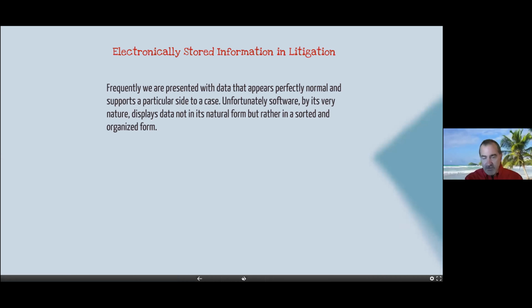So software, by its very nature, this last sentence here, is capable of printing things in its own order. As we'll see in some of the examples, while the data was actually put into certain files in a different order than it's displayed, software actually organizes that data before it gets printed out, and so it's difficult sometimes to look at what you see on the screen or on PDF documents and figure out what happened.